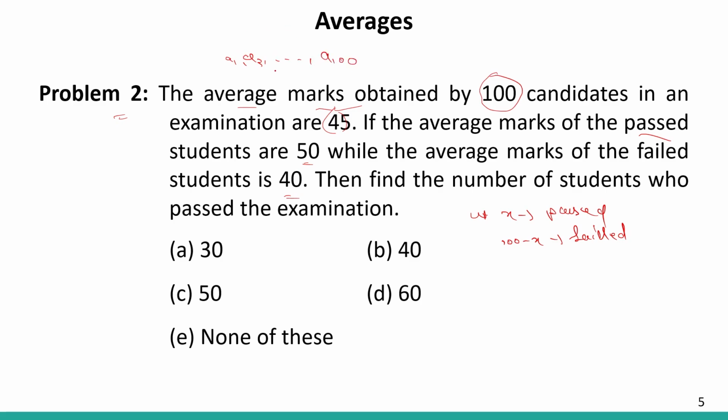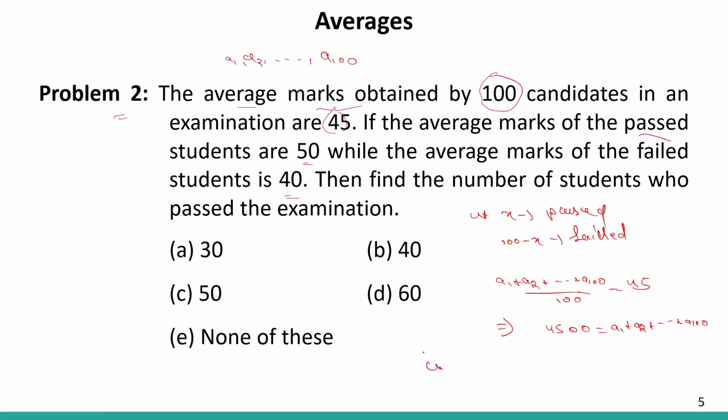What we have is A1 plus A2 plus up to A100, divided by 100, is equal to 45, as given to us. So the cumulative sum is 45 into 100, equal to A1 plus A2 plus up to A100. Now, the cumulative sum of all the students that have passed will be what?